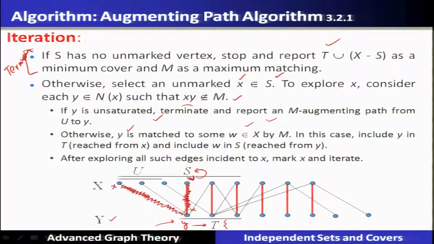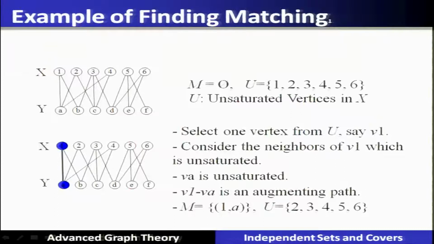So, we have to basically call this augmenting path algorithm how many times, that we are going to see in this particular example. Let us say that in the beginning we are given an X-Y bipartite graph, where X contains the nodes labeled 1, 2, 3, 4, 5, 6, and Y contains A, B, C, D, E, F. Initially there is no matching. So, M is initialized to empty and all the vertices of X are in U, that is, all are unmarked and unsaturated. Now, we will select one vertex from U, let us say it is vertex V1.